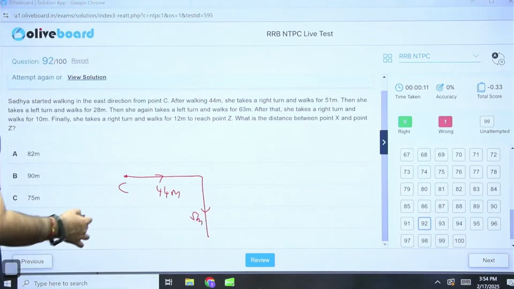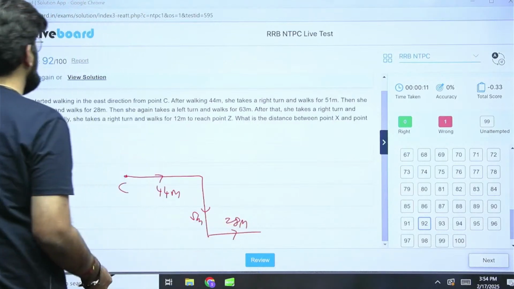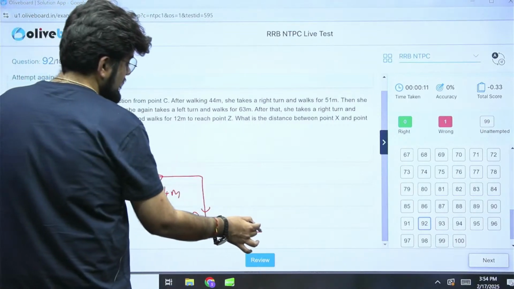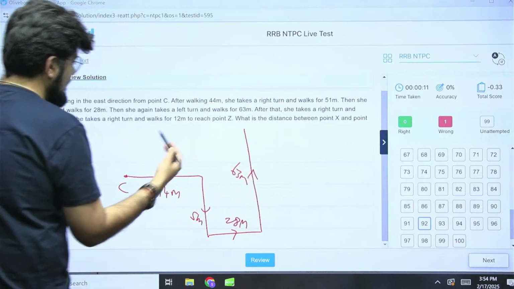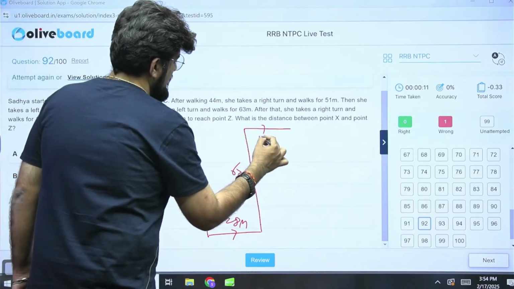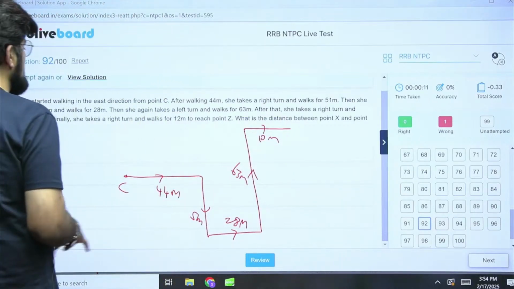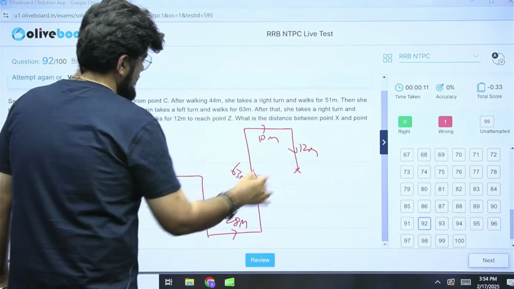From here she takes a left and walks 28 meters. From here she takes a left again, walks for 63. So she goes for 51, she goes for 12 more. So she goes 63 meters again in the left hand side. Then she takes a right and walks 10 meters. So she goes 10 more meters here. And then she takes a right and goes 12 meters again. So she goes 12 meters again and she reaches here. This is the trajectory she has taken.